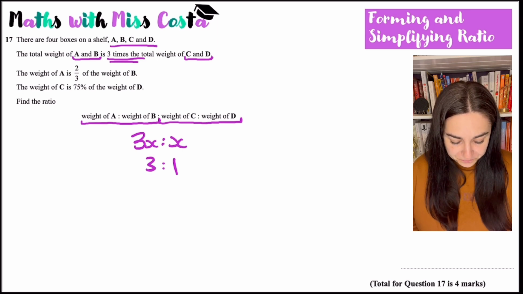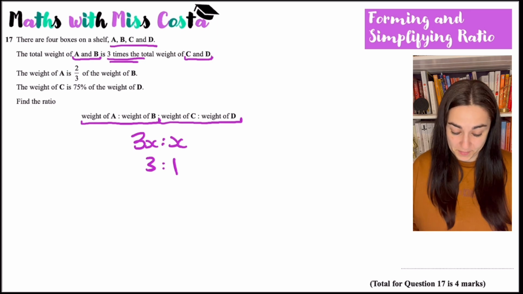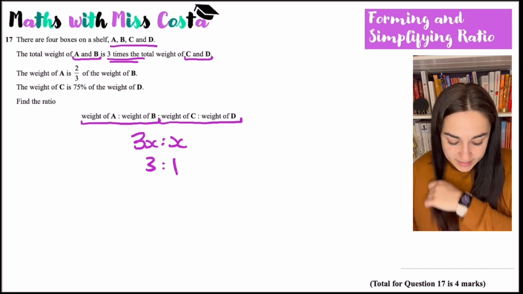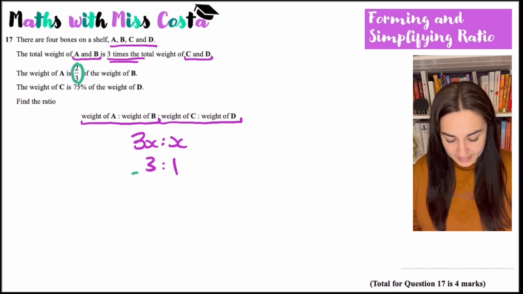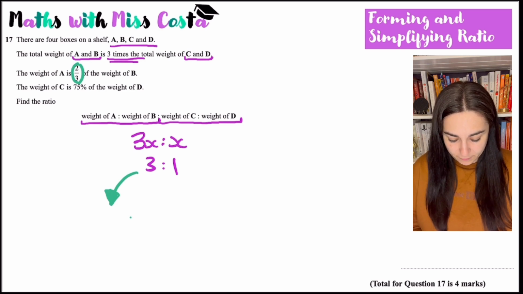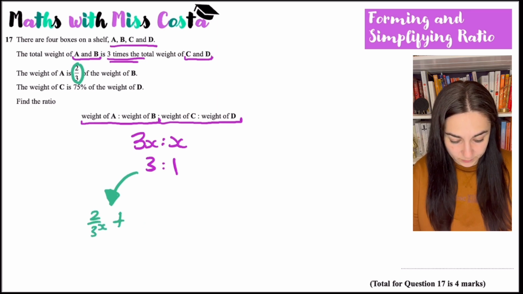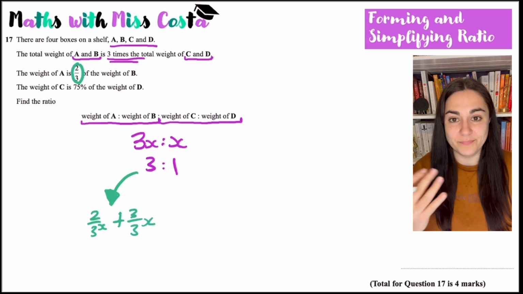It doesn't really matter. So I know that whatever the weight of A plus B added together is, it must be 3 times the weight of C and D. So I need to keep splitting it into that ratio. Now the next piece of information I'm given is the weight of A is 2/3 the weight of B. So out of this ratio here, whatever the weight of B is, we could call B X, the weight of A is going to be 2/3 of that. So 2/3 of X plus X, which I could actually write as 3/3, just so that you maybe see what's going on, because X is a whole value.